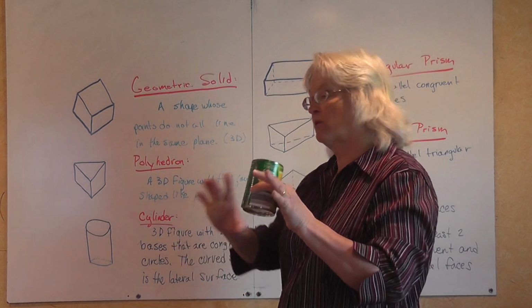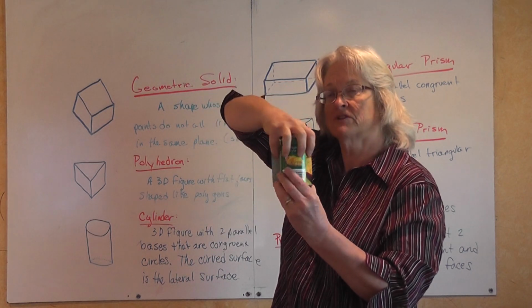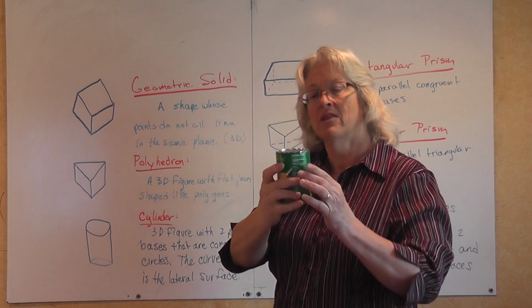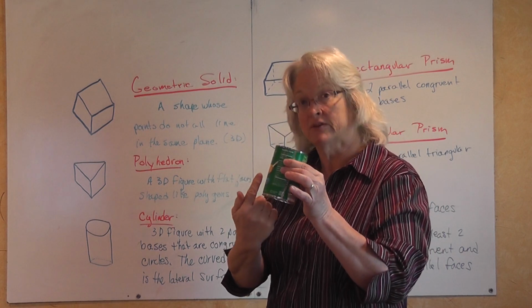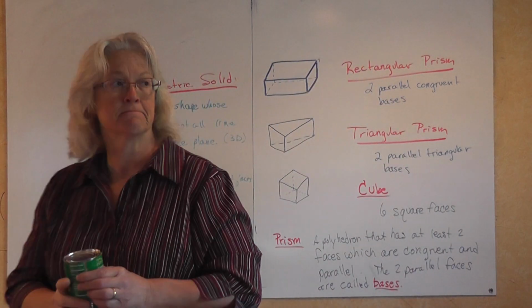Two parallel bases that are congruent circles. And this curved surface, the curved shape here, is what we call the lateral surface of a cylinder. So you have some more definitions there.